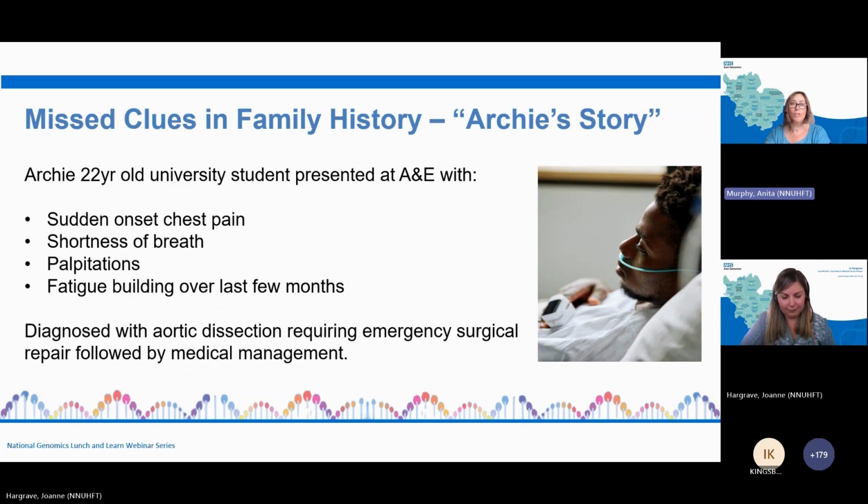Lovely. So if we move on to our next case study, and this is Archie, and we're going to look at missed clues in his family history. So Archie is a 22-year-old university student. He presented to accident and emergency with a sudden onset chest pain, shortness of breath and palpitations. He'd also got a history of fatigue building over the last few months. He was diagnosed with an aortic dissection requiring emergency surgical repair, followed by medical management.